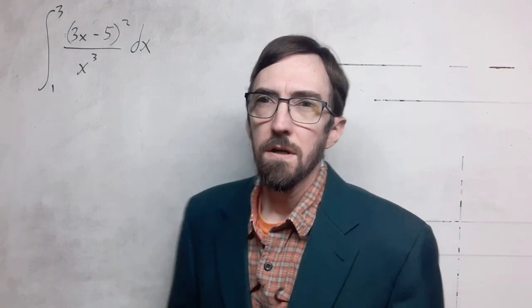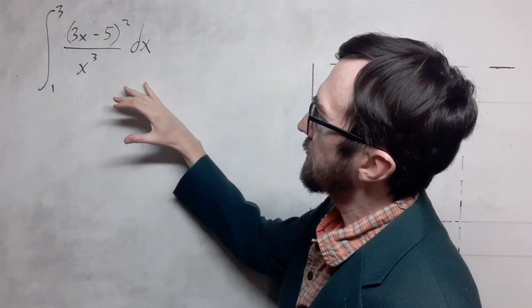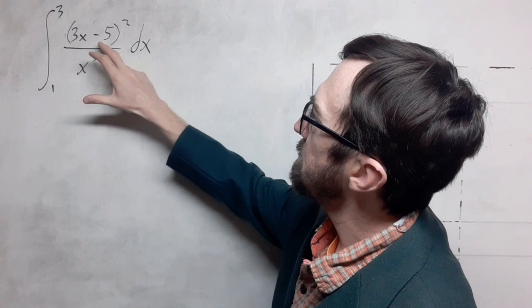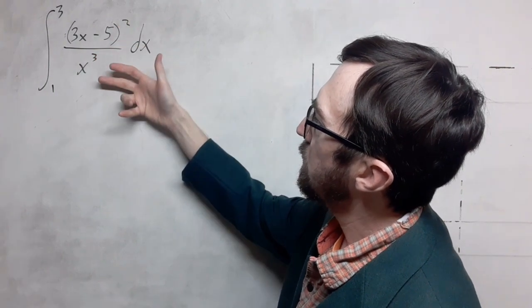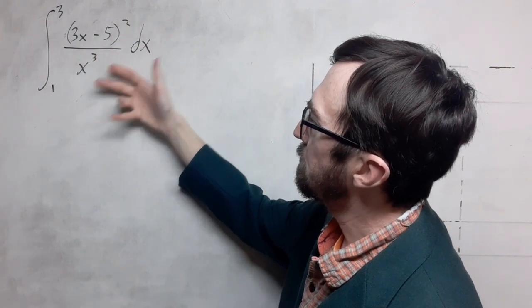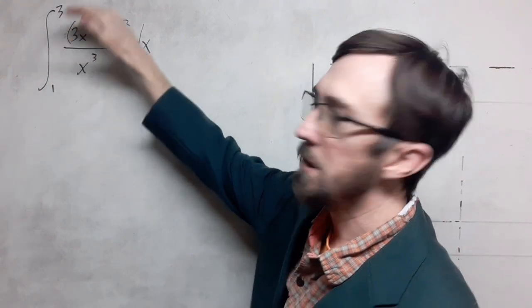Greetings, math friends. I want to take a look at this integral here. We have (3x - 5) squared over x cubed, and we're going to integrate from 1 to 3.